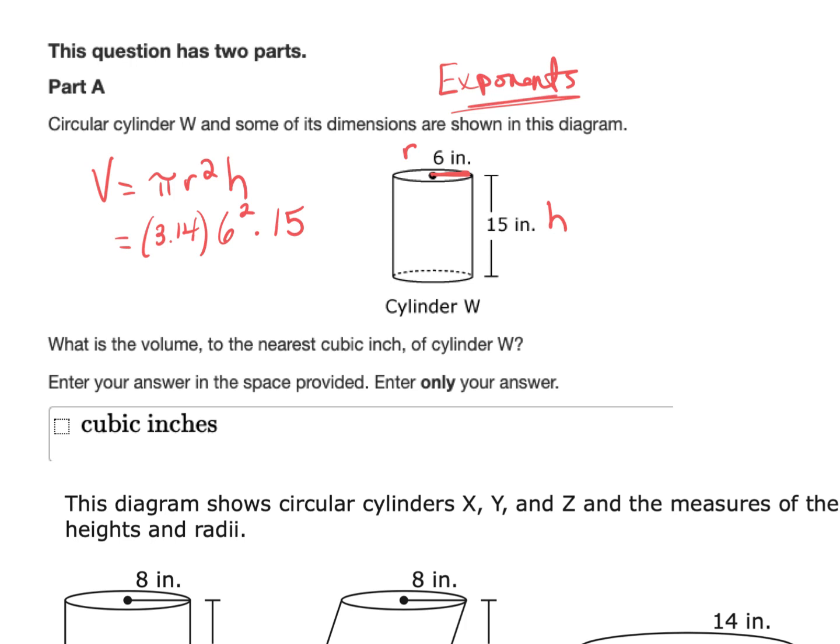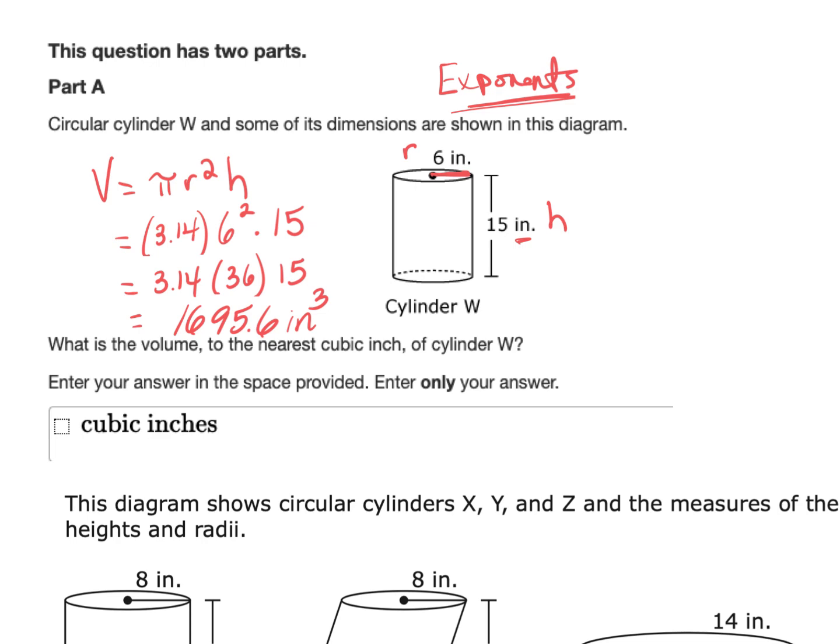Okay, order of operations. Exponents come before multiplication. So this is going to give me 3.14 times 6 times 6, which is 36. And now we just have multiplication straight across. So I have 3.14 times 36 times 15. And I get a volume of 1,695.6. And this is in inches, so volume's always cubed because we're looking at 3 dimensions: length, width, and height.